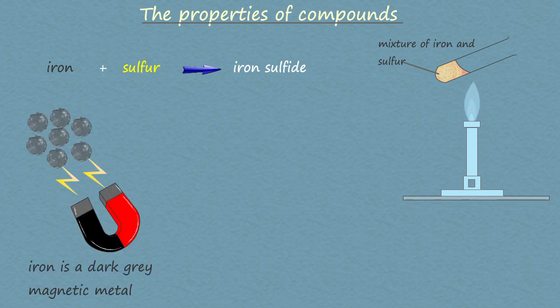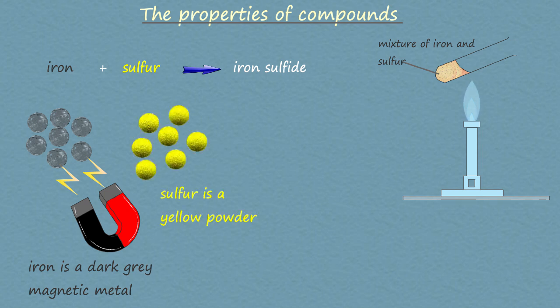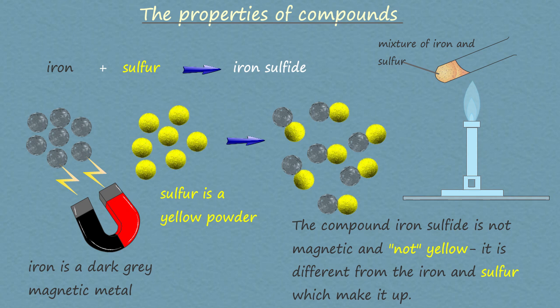Now iron is a dull grey magnetic metal, while sulfur is a yellow solid powder at room temperature. The product of this reaction, the iron sulfide, has none of the properties of the two elements that make it up. That is, it is not magnetic and it is not yellow. This emphasises the point that compounds have different chemical and physical properties from the elements that make them up.